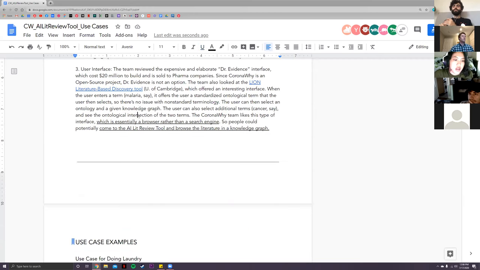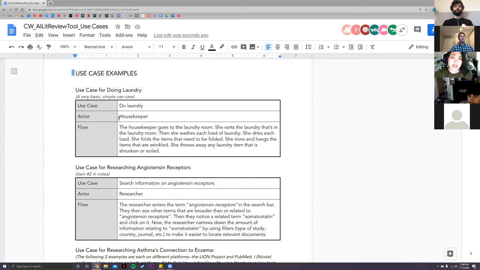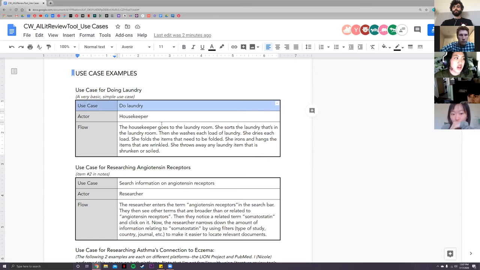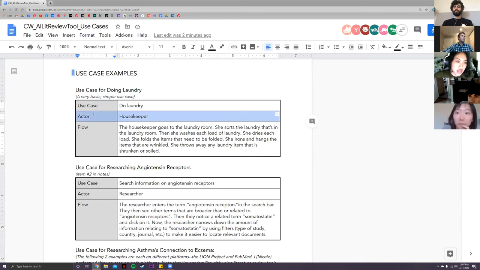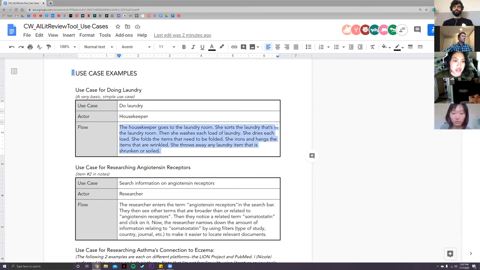And the next section is Google Blogs. I came up with these use case examples, mostly not just for our benefit, but also for mine, just because I don't have that much experience with delving into use cases. It's just to give an overview of what it could possibly look like for people who are not familiar with doing use cases. For example, this is a very basic use case for doing laundry. You have the specific situation in which a product or a platform could be used to achieve a certain goal. Then of course you have the actor who performs the use case, and then the basic flow, in which there are certain steps that are implemented for this actor to perform this use case.